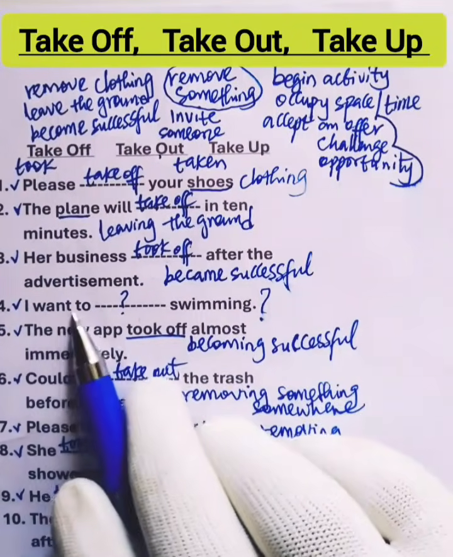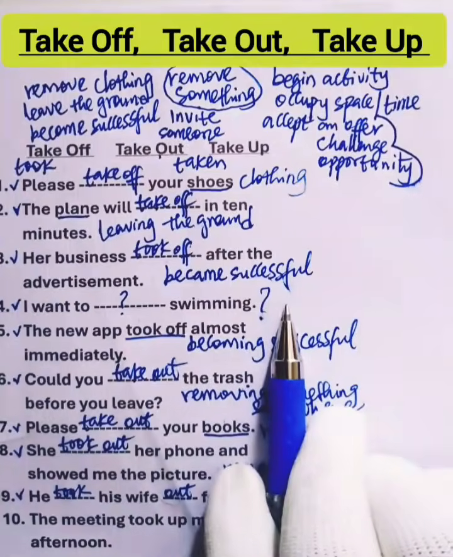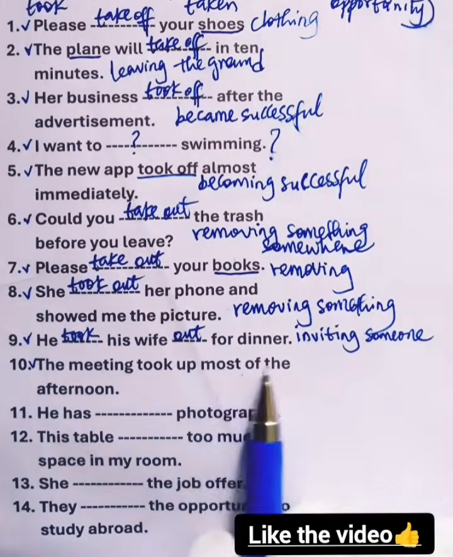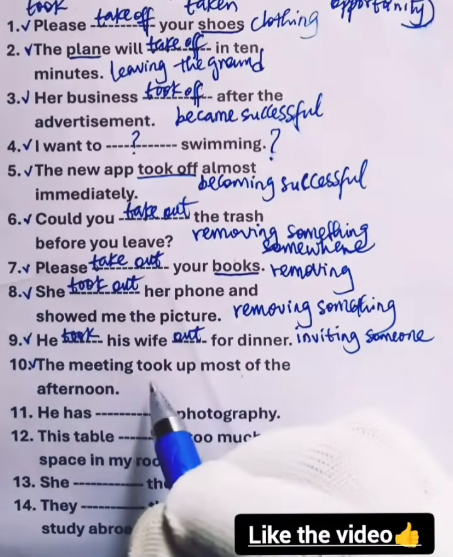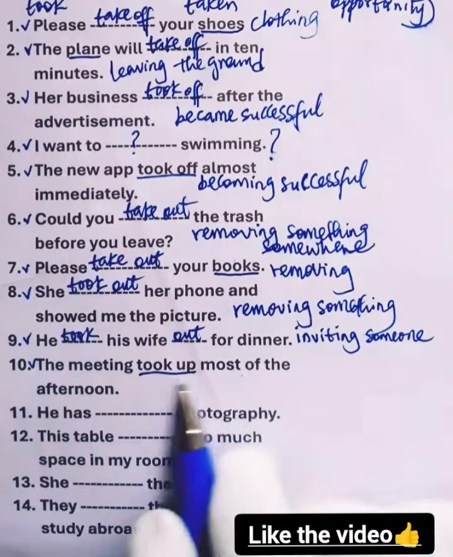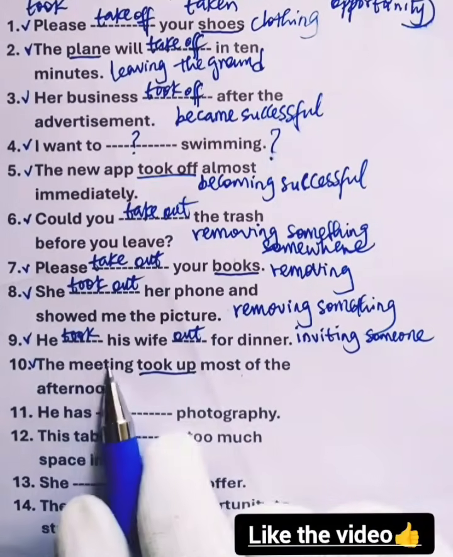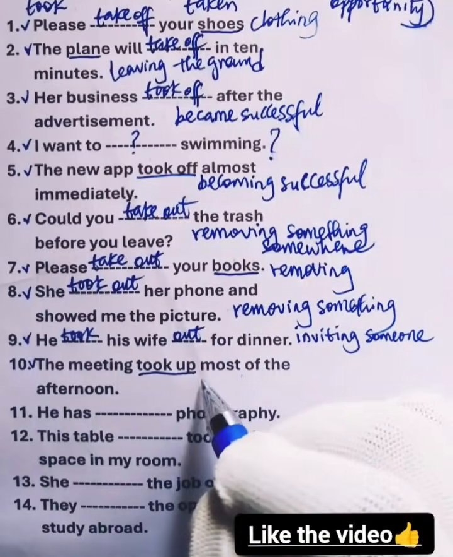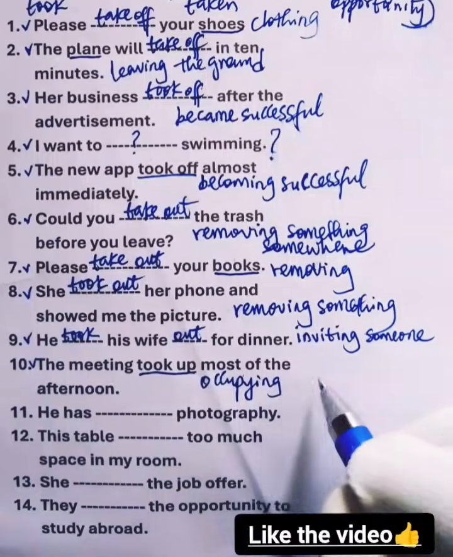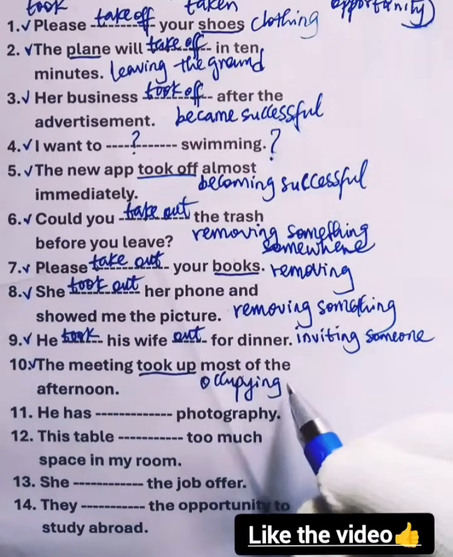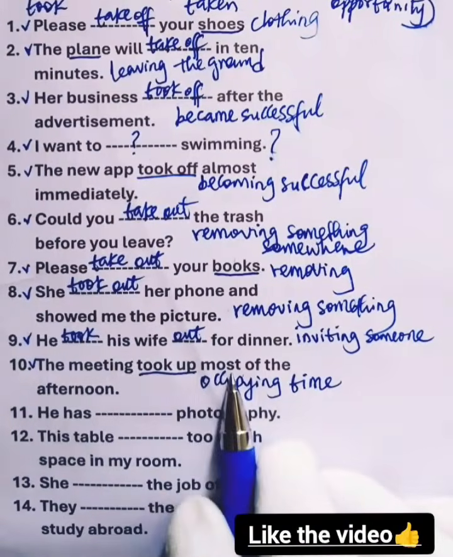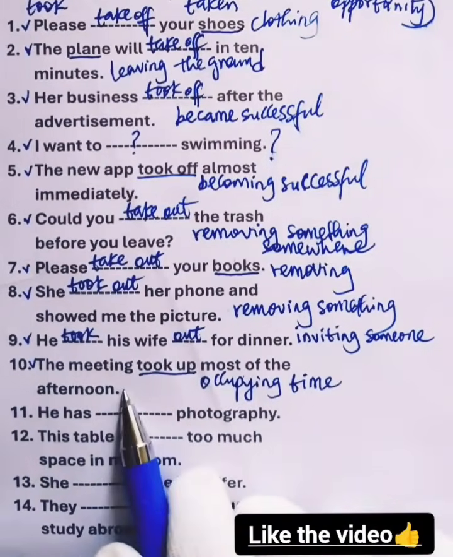Don't forget to answer number 4 question in the comment section. Our first example is 10. The meeting took up most of the afternoon. Here, I've already included the answer. Took up. It's a past action, and this is talking about the meeting consuming or occupying the whole afternoon. So this is talking about time. The meeting occupied most of the afternoon.